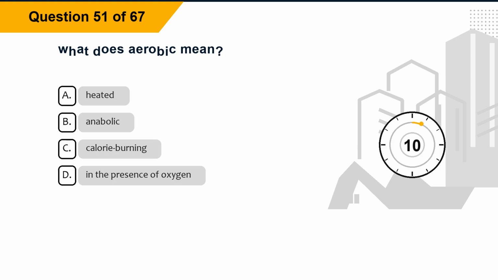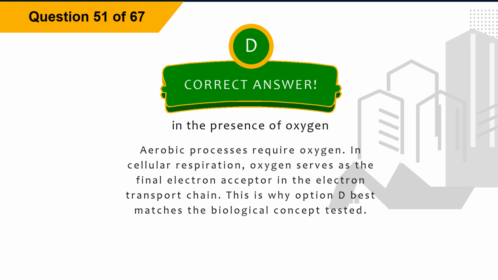Question 51. What does aerobic mean? Option A, heated. Option B, anabolic. Option C, calorie burning. Option D, in the presence of oxygen. The correct answer is option D, in the presence of oxygen. Explanation. Aerobic processes require oxygen. In cellular respiration, oxygen serves as the final electron acceptor in the electron transport chain. This is why option D best matches the biological concept tested.